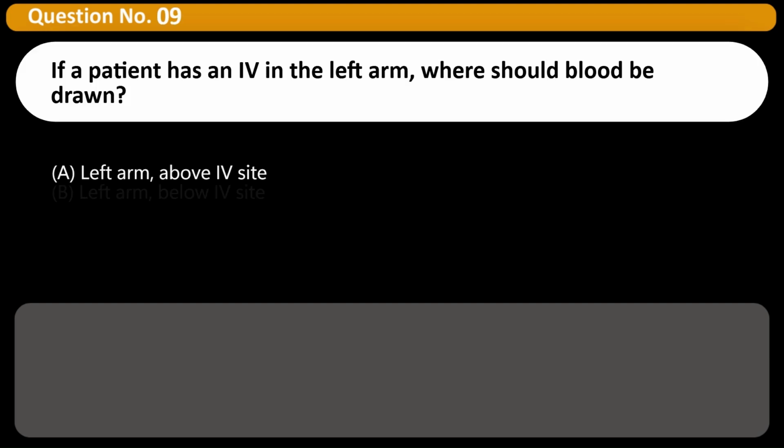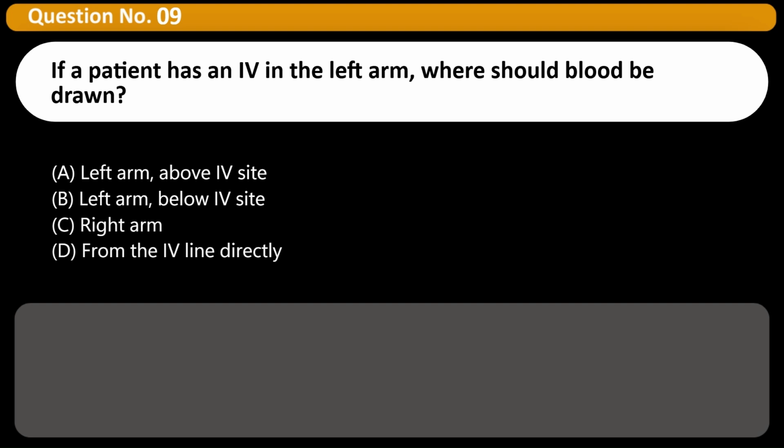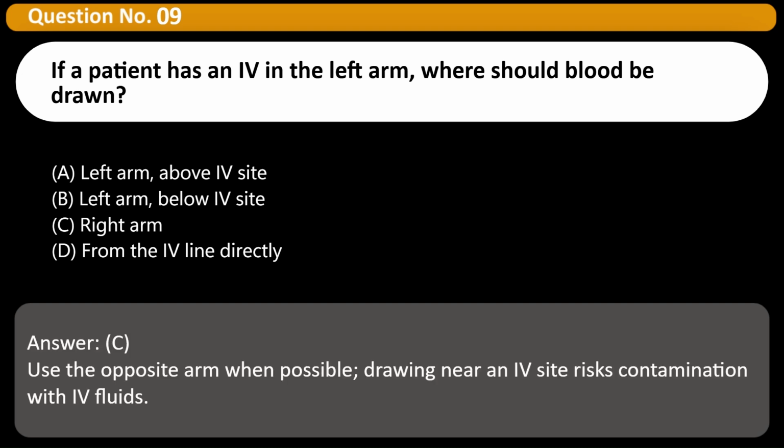If a patient has an IV in the left arm, where should blood be drawn? A. Left arm, above the IV site. B. Left arm, below the IV site. C. Right arm. D. From the IV line directly. Answer: C. Use the opposite arm when possible. Drawing near an IV site risks contamination with IV fluids.